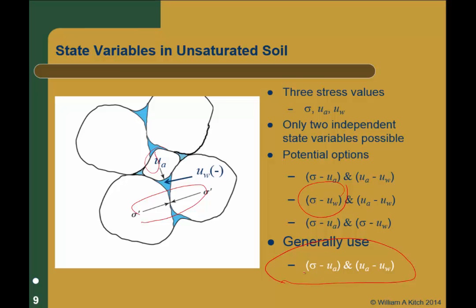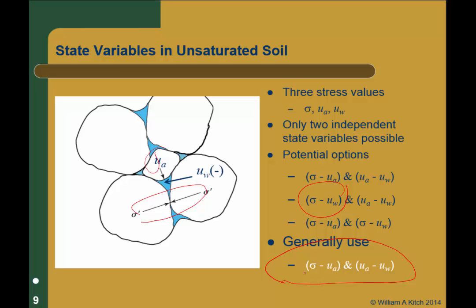And it turns out that when it becomes saturated, the definition becomes consistent with effective stress, because then the air pressure is zero, and the difference between the air pressure and the water pressure is zero, and then you have the same thing: the effective stress is just equal to the total stress minus the pore water pressure. I don't do this to get you all excited about unsaturated soil mechanics, but I just want to point out that this is a complicated material.